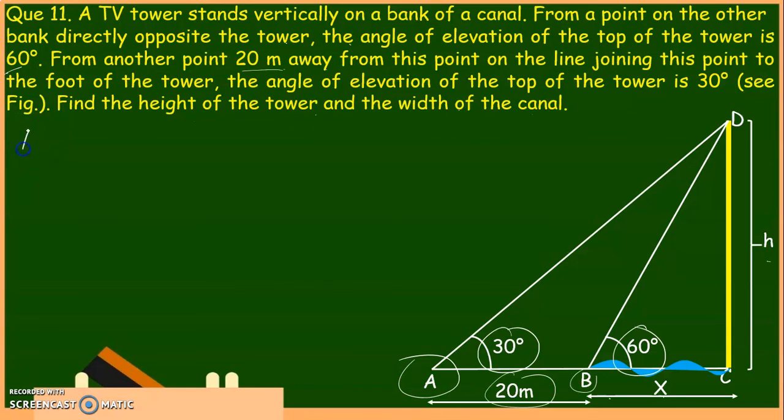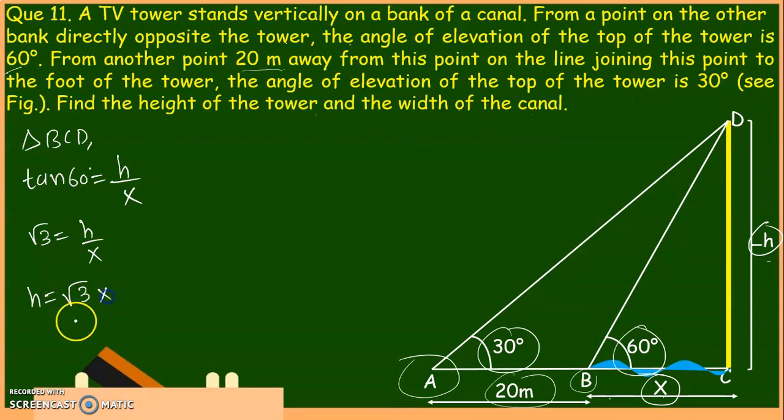So here, if you consider the triangle BCD, in the triangle BCD, if you put the formula of tan 60 degree, that will be equal to opposite side divided by adjacent side. Opposite side is h and adjacent side is x. Tan 60 is root 3. So we can write here h equal to root 3x. Let's say this is equation number 1.